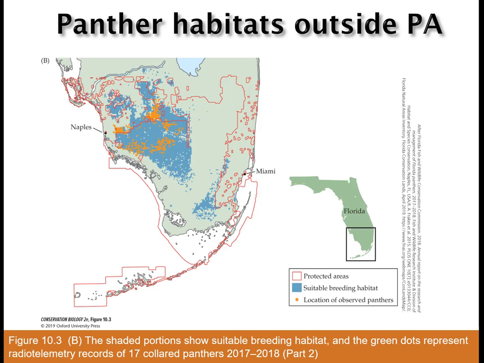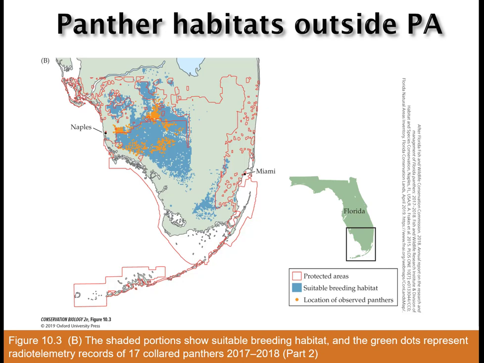And so we have to start thinking about this also in the sense of looking at specific species and the habitats they use, and how we can start to manage, protect areas outside of protected areas for conservation. So in this image, these golden dots represent radio telemetry of where panthers in Florida. The Florida panther has actually been tracked and seen.